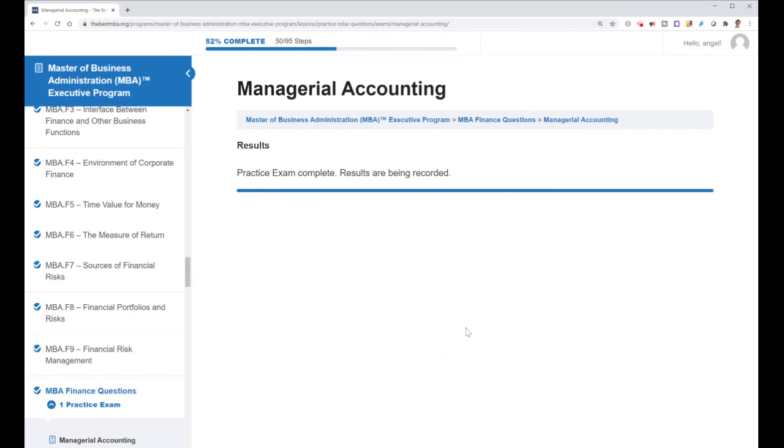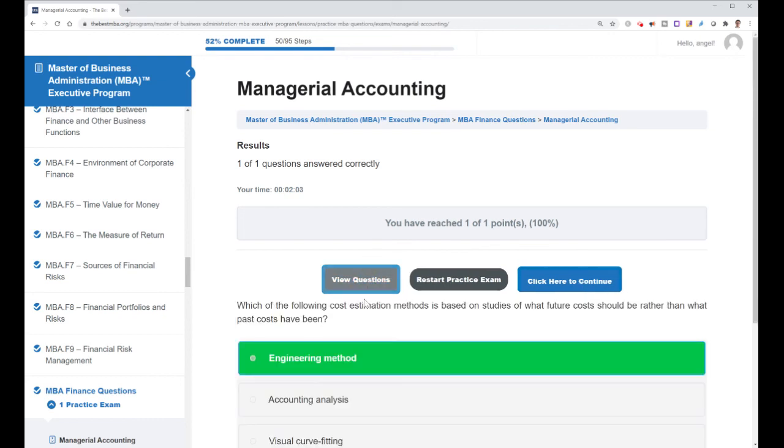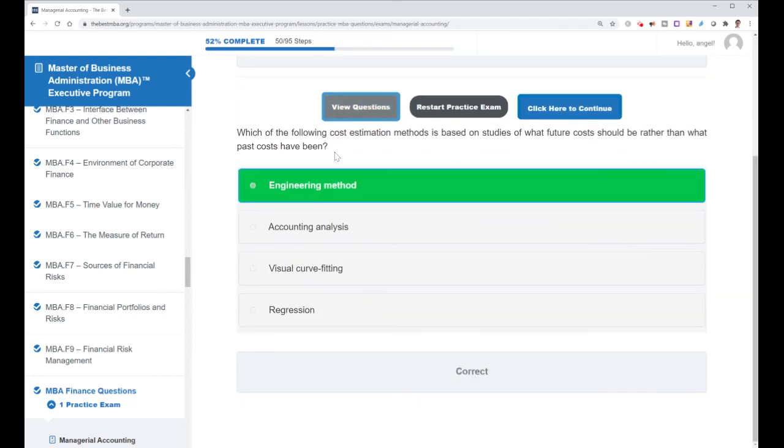Okay, here it is calculating, and yes, it seems that we have chosen the right one. The cost estimation method that is looking to the future and not to the past is the engineering method. Well, I hope that you also chose this one, and that's all from my part.